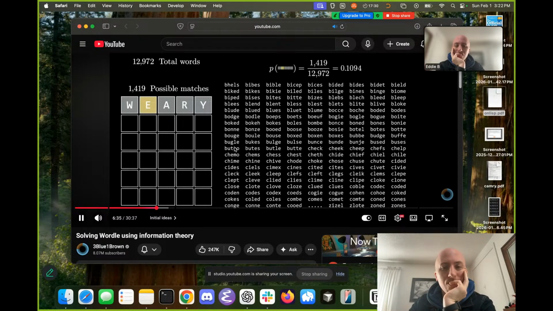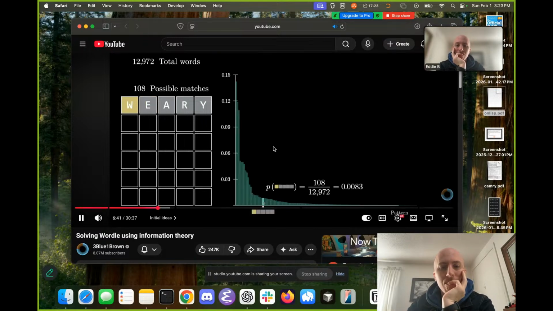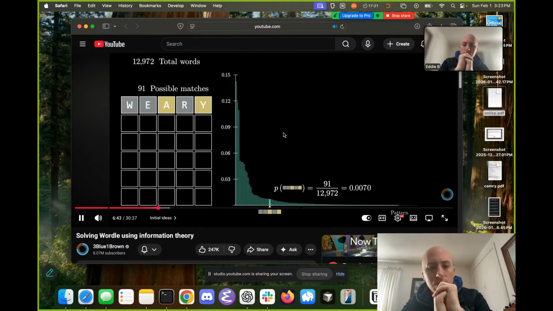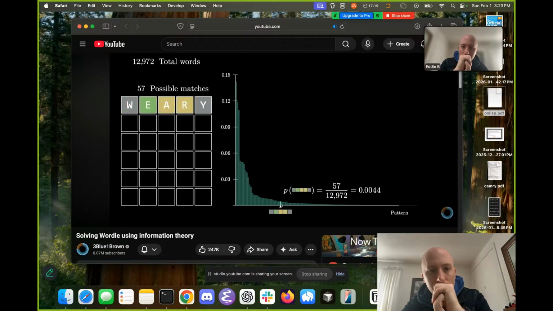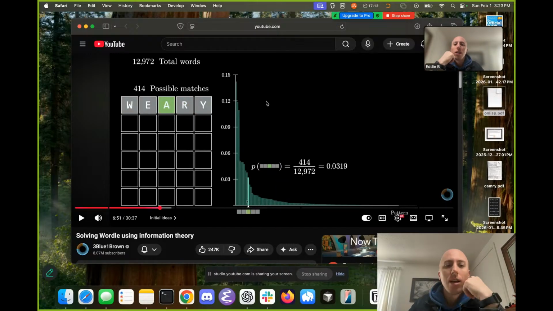To get a more global view here, let me show you the full distribution of probabilities across all of the different patterns that you might see. So each bar that you're looking at corresponds to a possible pattern of colors that could be revealed, of which there are 3 to the 5th possibilities, and they're organized from left to right, most common to least common.